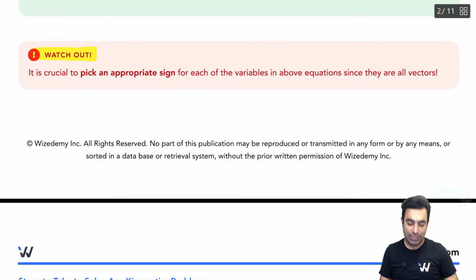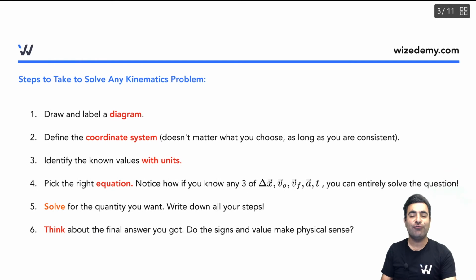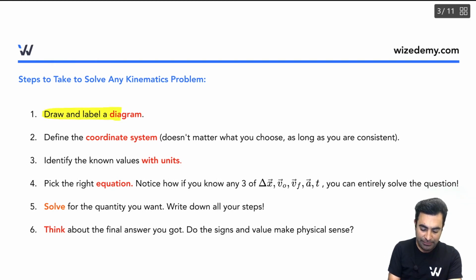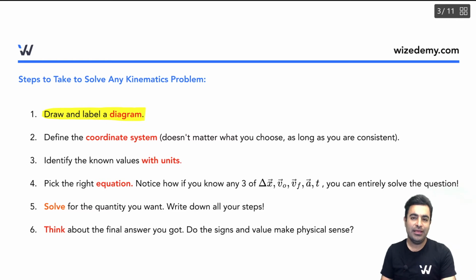Now let's summarize all the steps we need to take to solve any kinematic problem. The first step would be to draw and label a nice diagram. In most physics problems, having a schematic picture of what's happening helps you a lot to guess what should be the next step in order to solve the problem.